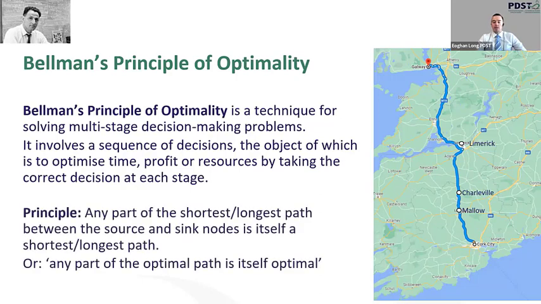The principle itself states that any part of the shortest or longest path between the source, which is the start, and the sink, which is the destination, is itself a shortest or longest path. Or put more simply, any part of the optimal path is itself optimal. So, for example, you can see from the map on the right that the shortest path from Cork to Galway is the path Cork to Mallow to Charleville to Limerick to Galway. So the shortest path from Mallow to Galway then is to go from Mallow to Charleville, Limerick to Galway, which is part of the larger optimal path.